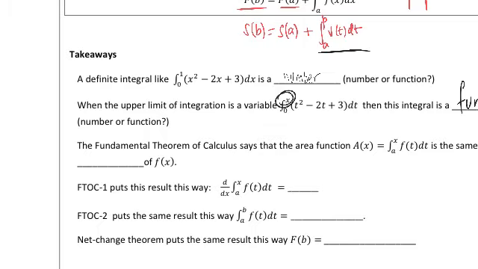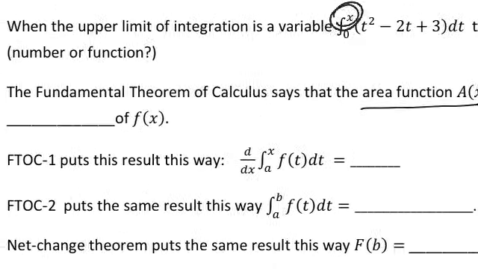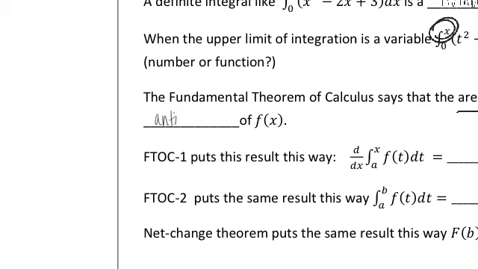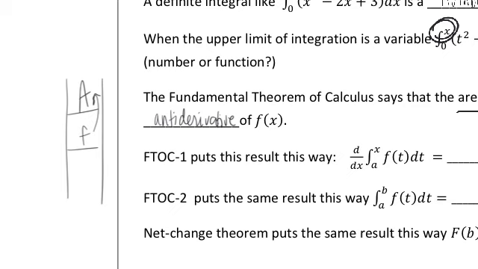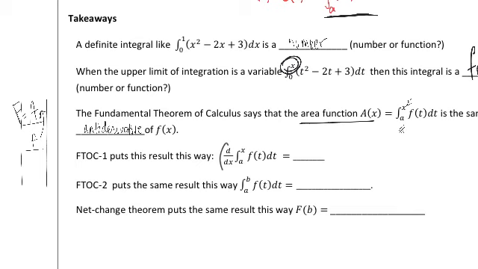The fundamental theorem says that this area function, where we have this number on the bottom and this x on the top, is the same as the antiderivative of f, right? So it's quite convenient that area and antiderivative both start with A, because you can just think of big F on top of little f. We've just realized that big F is nothing other than the area function. FTOC1 puts the result this way: the derivative of the integral is equal to f of x, right? That emphasizes that integration and differentiation are inverse operations.